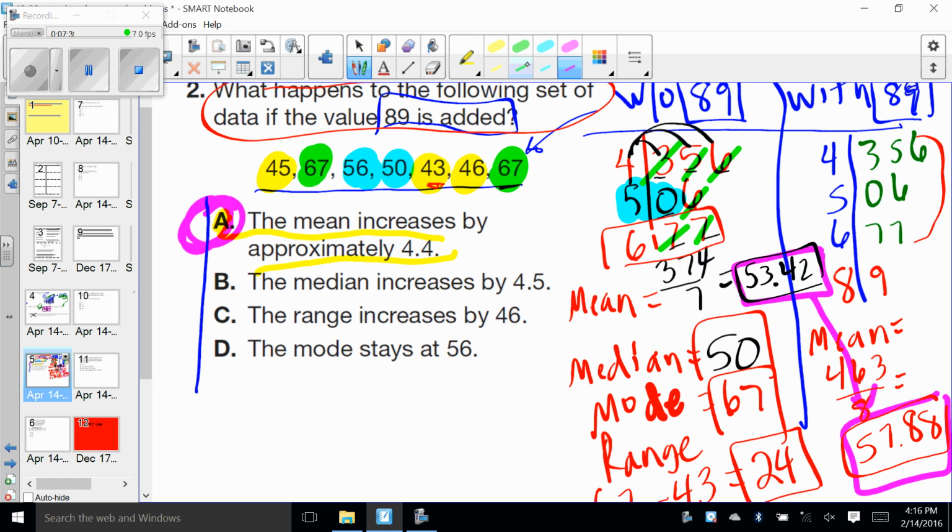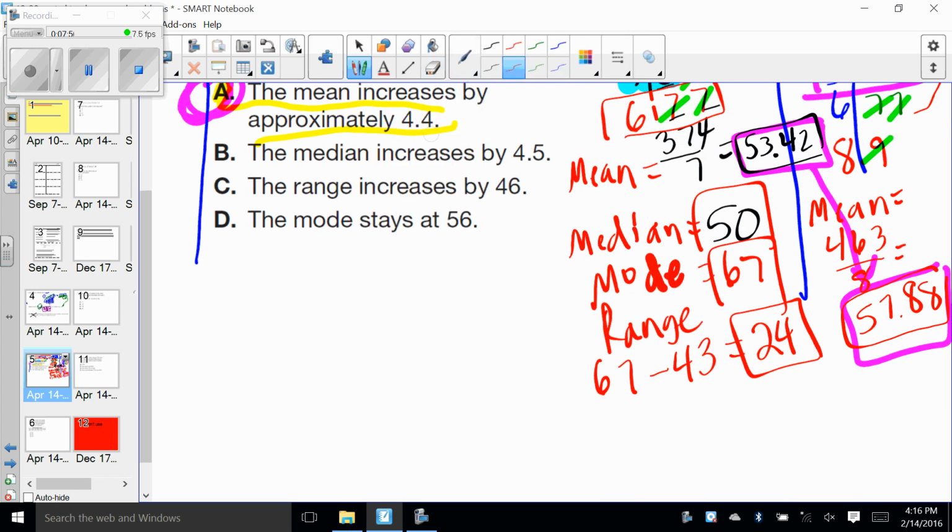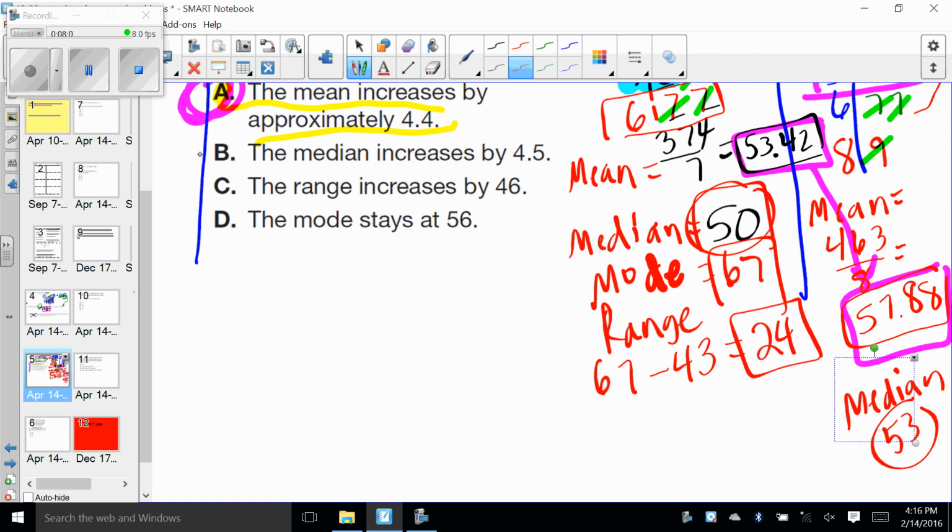So let's take a look at the median from least to greatest. Least, greatest, least, greatest, least, greatest. The median is between 50 and 56. Remember how we do that? We add those, 50 plus 56, and divide by 2. So the median on the right-hand side is now 53, because 50 plus 56 divided by 2 is 53. So our median increased by 3. It went from 50 to 53, so B is out. It only increased by 3.